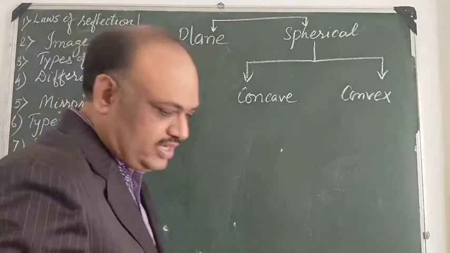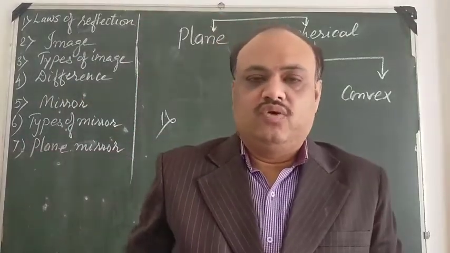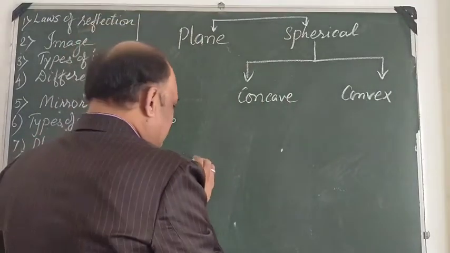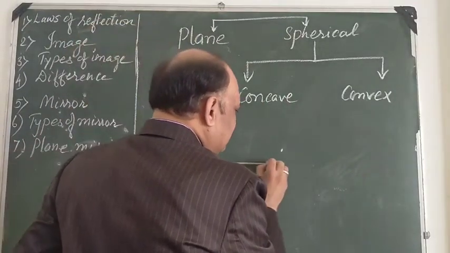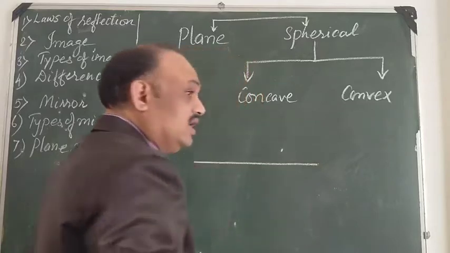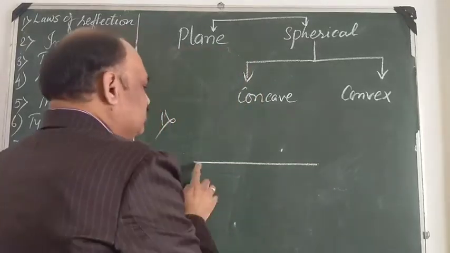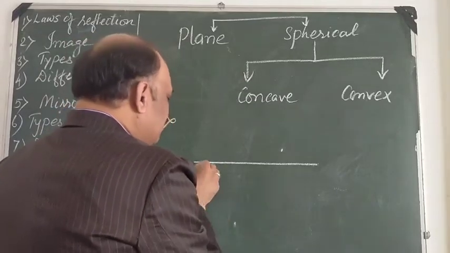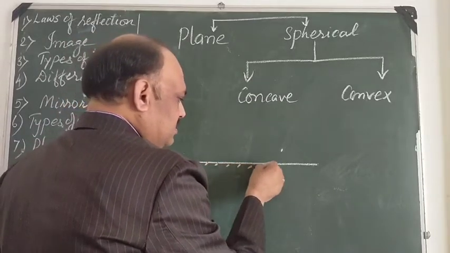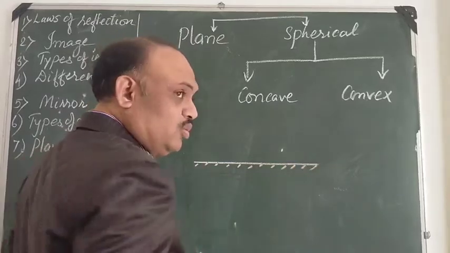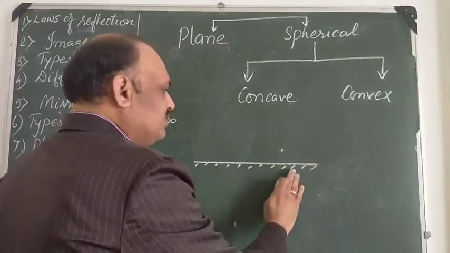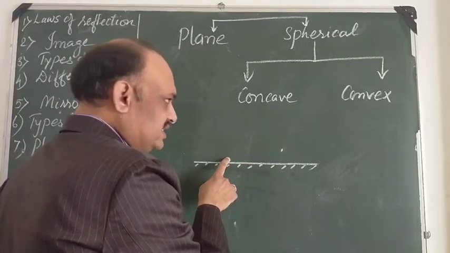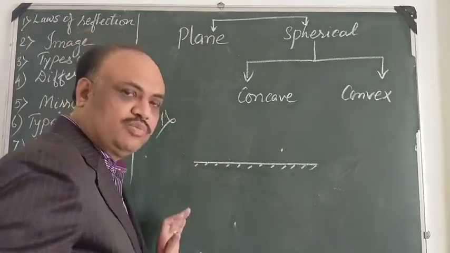When we talk about the plane mirror, what is the construction of a plane mirror? It may be made up of glass, it may be made up of any reflecting material. If I take the example of glass, then it is a glass which is being polished from one side. When we polish it from one side, this has become the polishing side, and this becomes the reflecting side. So this is the basic structure of a plane mirror.